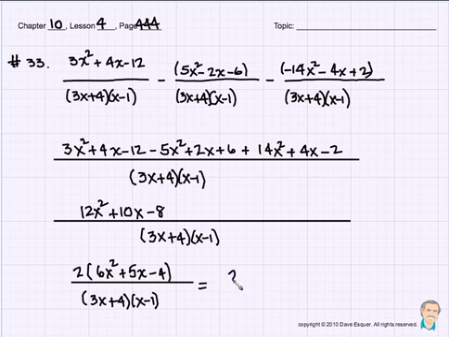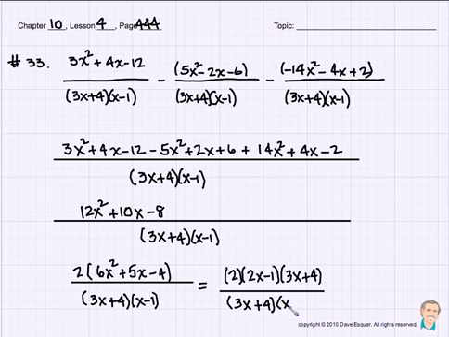Let's go back and use that in our page. We have 2, we have 2x minus 1, and we have a 3x plus 4. And our denominator turns out to be 3x plus 4 and x minus 1.